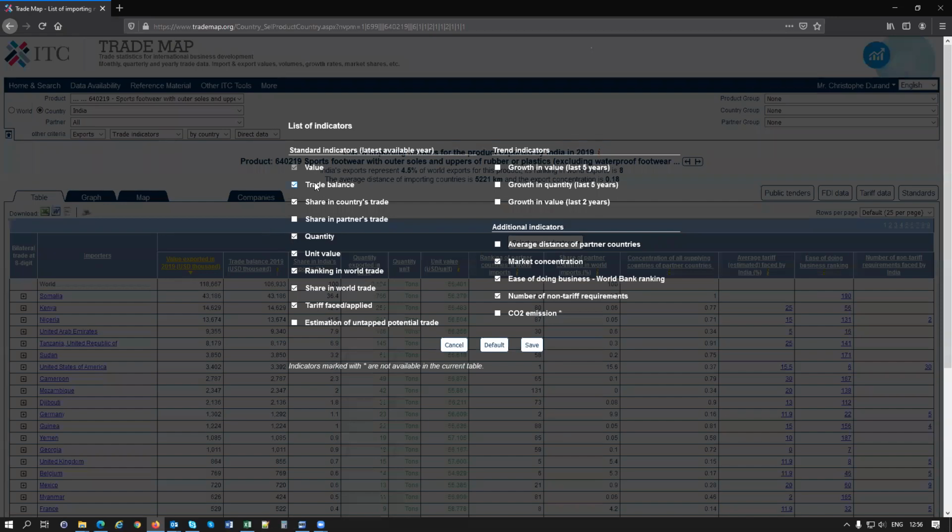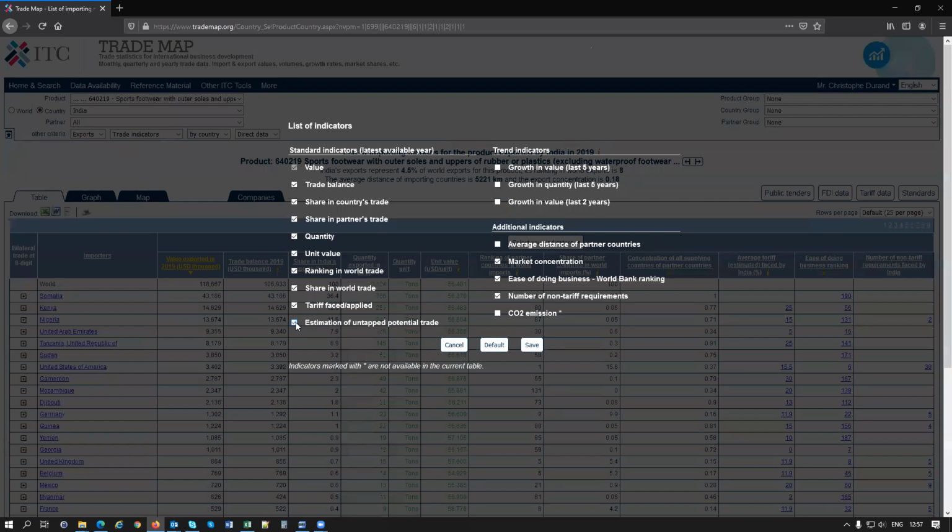You see also here, I have something which is not ticked, which is the share in the partner's trade. Okay, I'm going to tick this, and I'm going to explain to you why this is important. I have the quantity and the unit value, the ranking in world trade, why not? The tariff that I'm going to face, that's interesting. The estimation of the untapped potential trade, that's something that I want to know also.